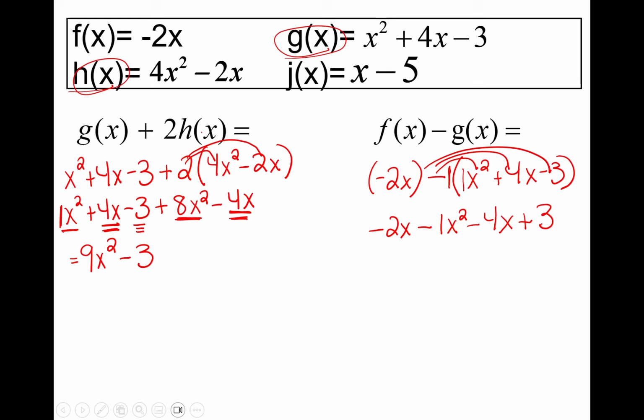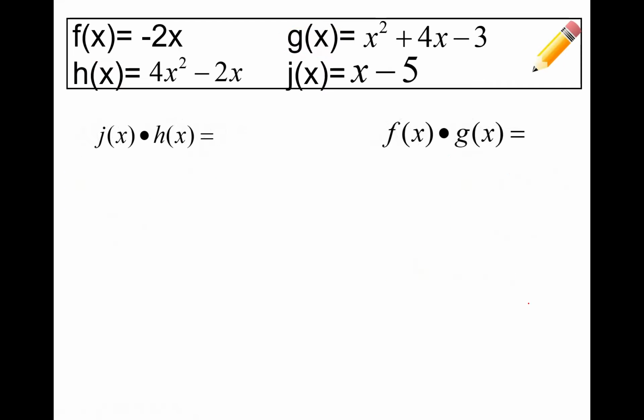Let's combine like terms. So I got negative 2x and negative 4x. That's the only people that can combine. So this guy's all alone, and so is this guy. So I got negative 1x squared. Negative 2x minus 4x is negative 6x. I'm going to add 3. There we go. Let's keep going.